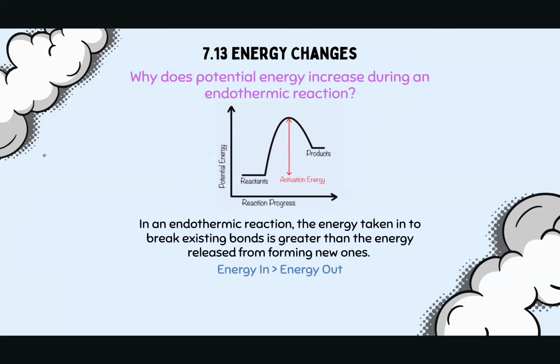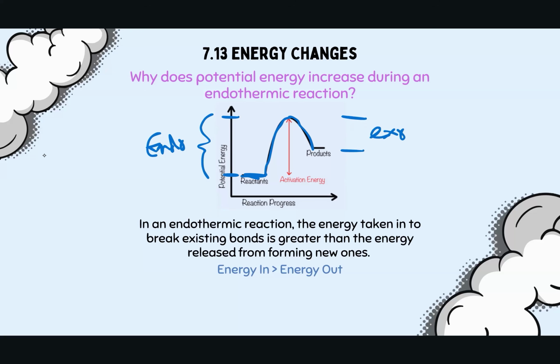So in an endothermic reaction, the energy taken in to break existing bonds is greater than the energy released from forming new ones. So here are the reactants. It takes in lots and lots of energy. So all the way from here to here, that represents endothermic, because at that point the bonds in the reactants are being broken. Once the bonds are being remade, this much energy has been released from here to here. That's the exothermic part of this reaction.